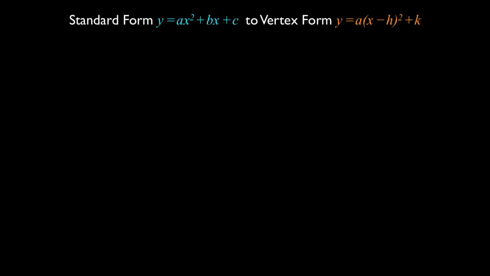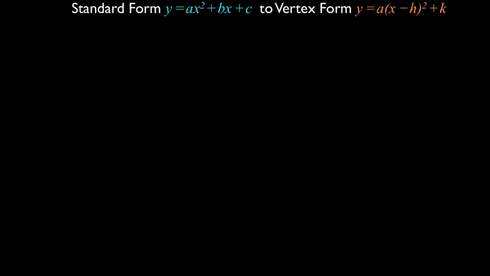In this math talk, we're going to continue the discussion that we were having in our last math talk about converting standard form to vertex form, from y equals ax squared plus bx plus c to y equals a(x minus h) squared plus k. In the last video, we used x-intercepts on our parabola. We're going to do something that's very, very similar in this one. So we're going to use what we call symmetric points.